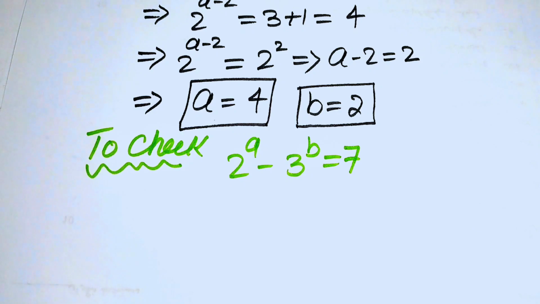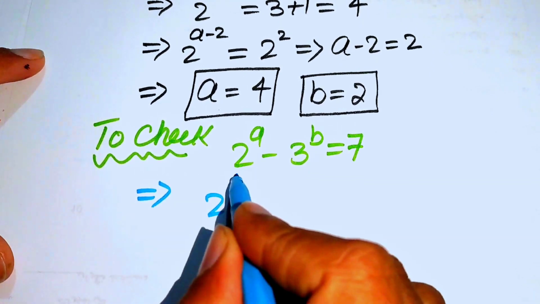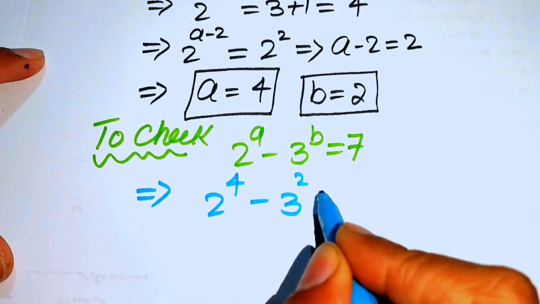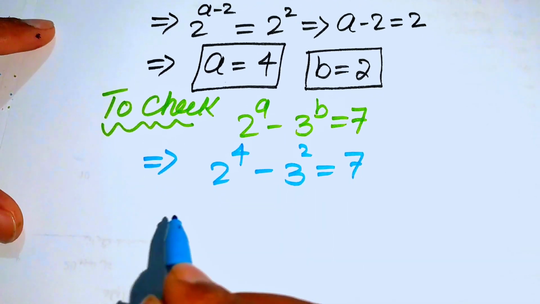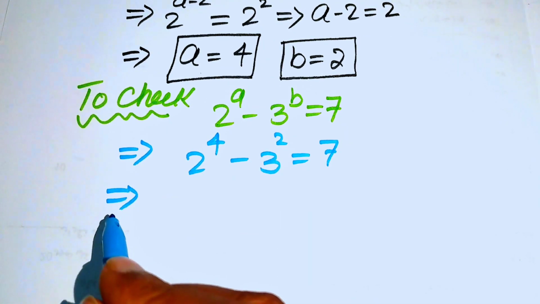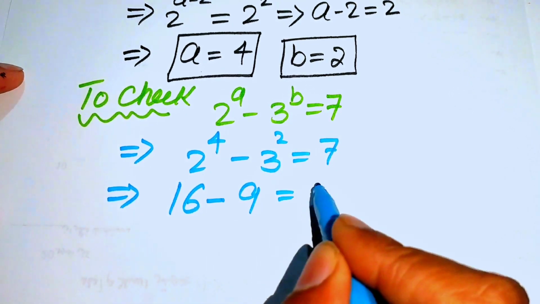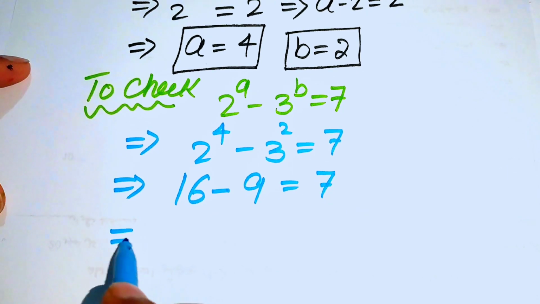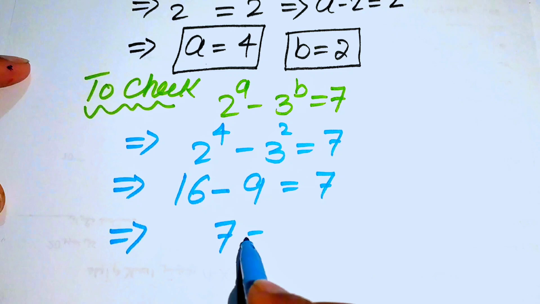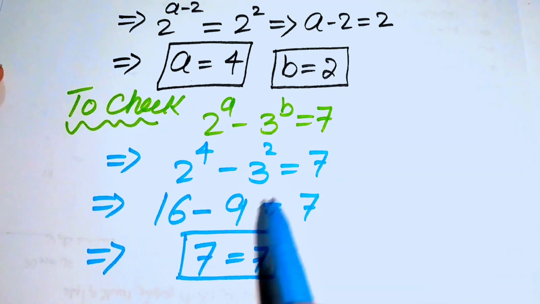And now we put both of these values of a and b in this equation, and we see that 2 to the power of 4 minus 3 to the power of 2 equals 7. And here we have 2 to the power of 4 equals 16, minus 3 squared becomes 9, equals 7. So 16 minus 9 is 7, equals 7. So this shows that a and b satisfy the given question.